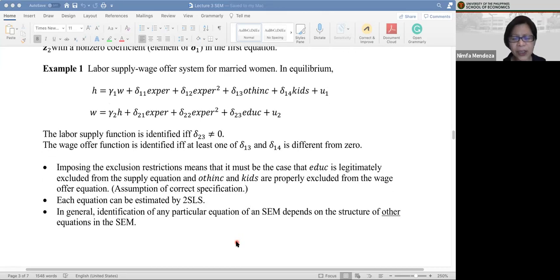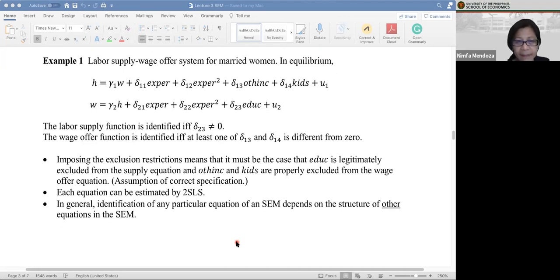Okay, so note that in general, identification of any particular equation of a simultaneous equation model depends on the structure of other equations in the SEM. Okay. When we go to the more general case, when we go to the estimation part, then we would look at other system approaches to estimating the simultaneous equations model. Okay.